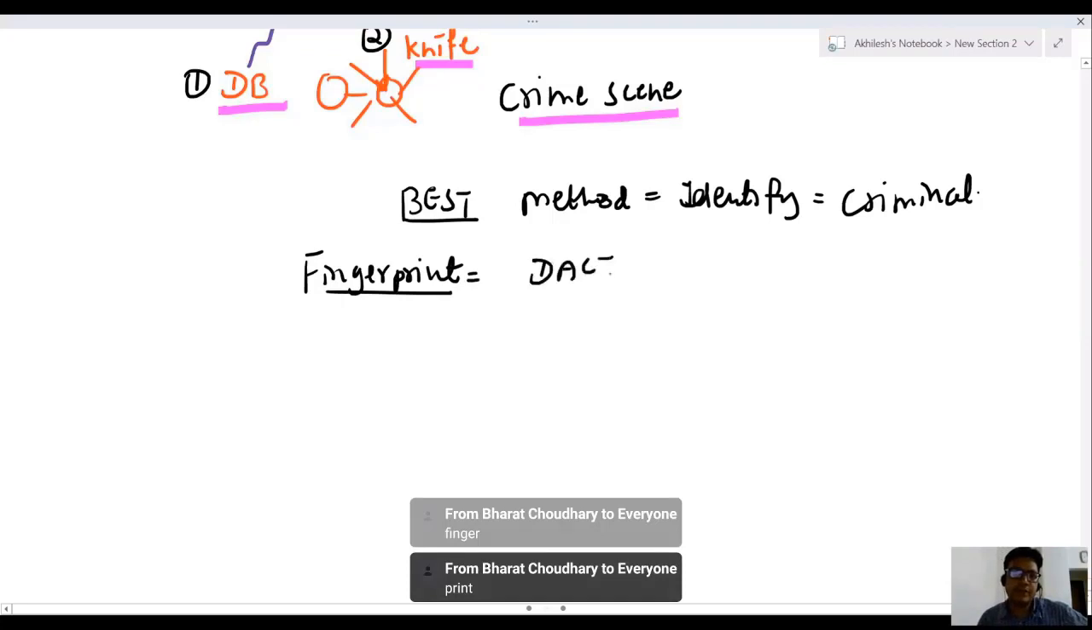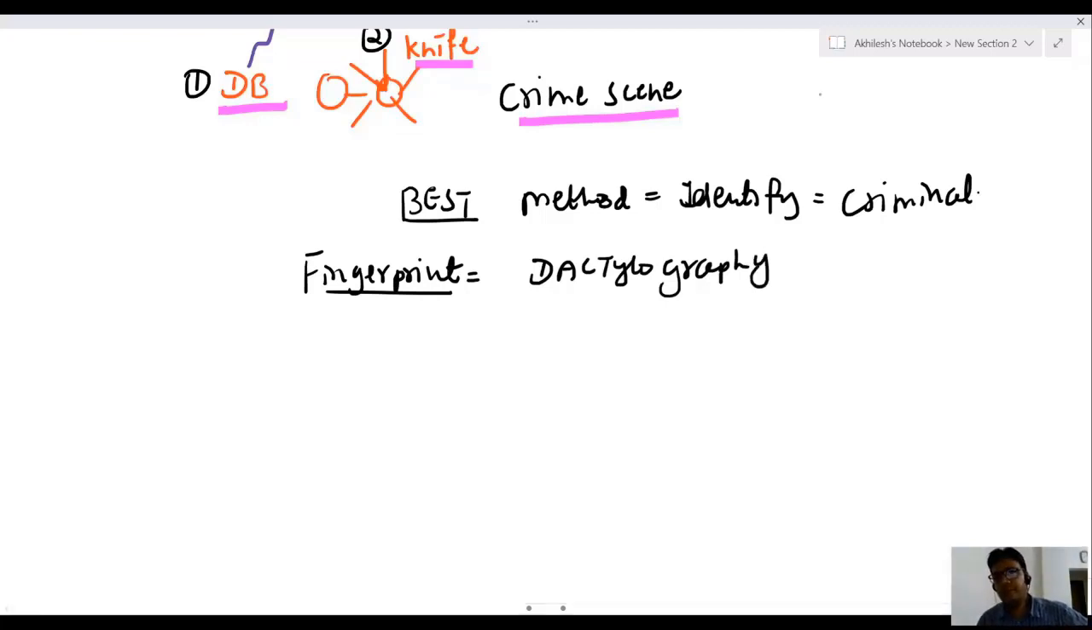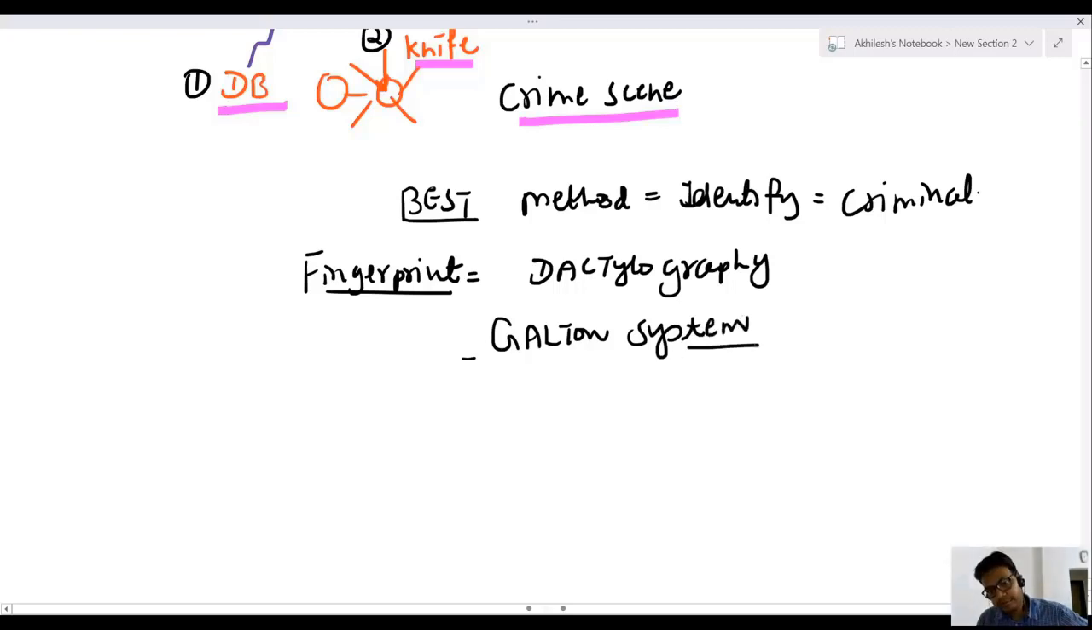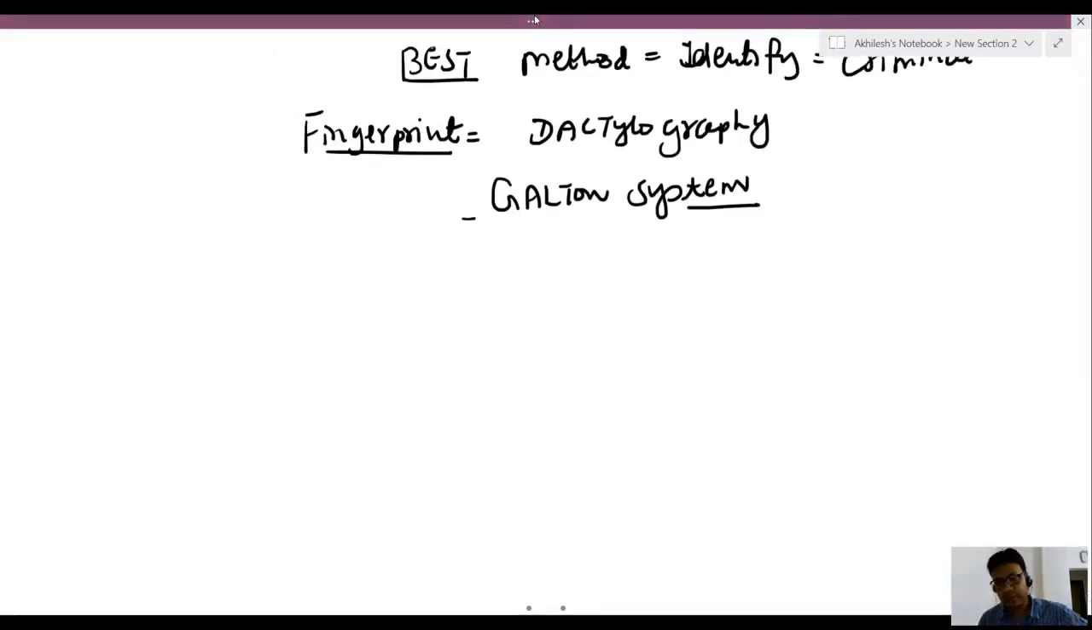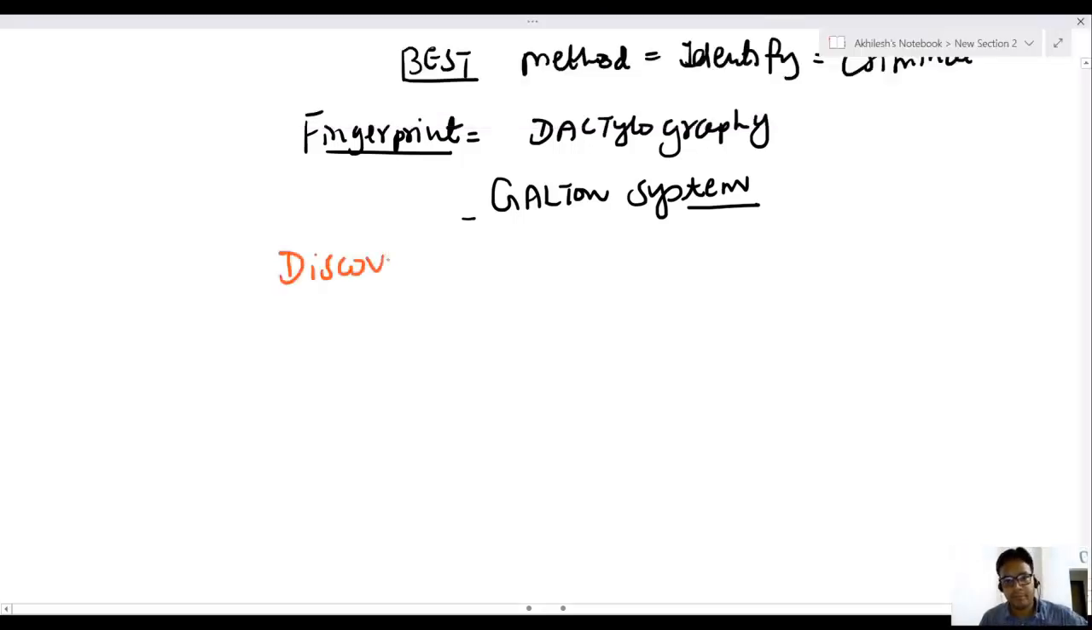Fingerprint is also known as dactylography. So in crime scene, sometimes you get fingerprint. It is also known as Galton system. But sir, it was discovered by William Herschel. You can remember Herschel or William Herschel.